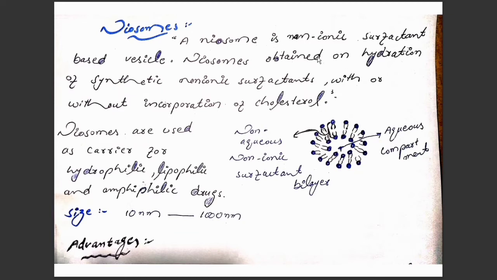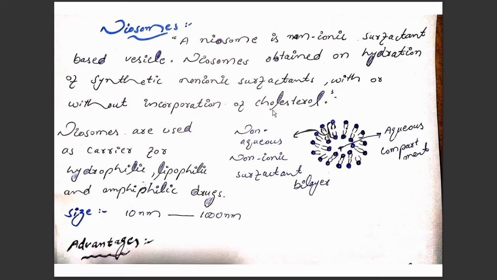So how do we obtain the Niosomes? Niosomes are obtained on the hydration of synthetic non-ionic surfactant with or without incorporation of cholesterol. So we can get the Niosomes when we add water to the synthetic non-ionic surfactants, and sometimes we also add the cholesterol.